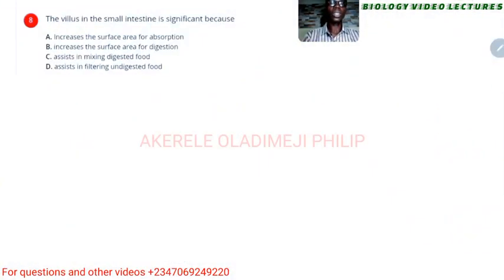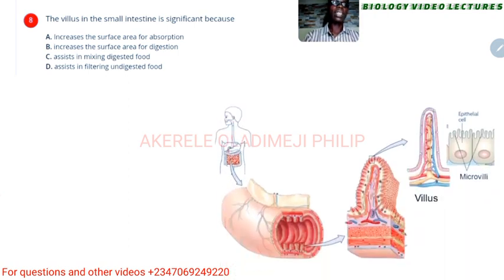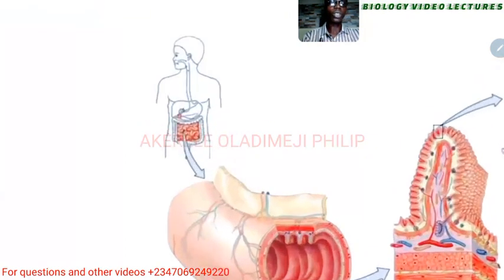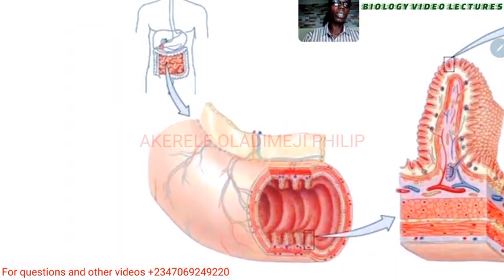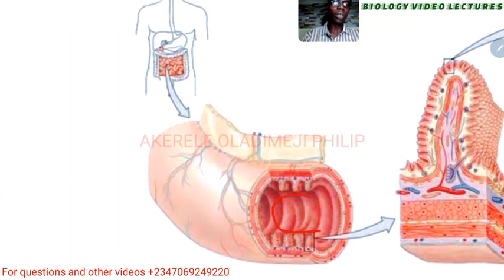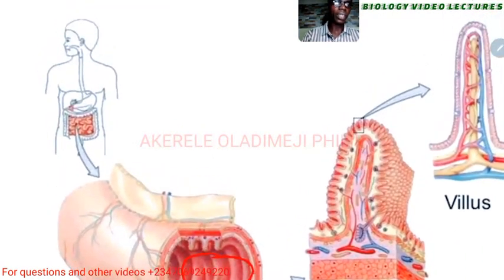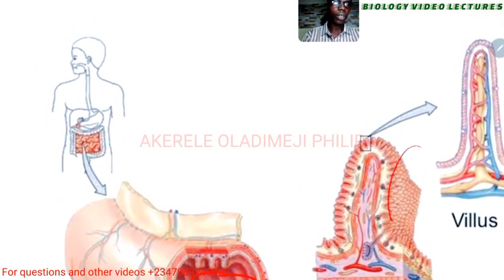The villus in the small intestine is significant because the villi are the finger-like structures in the lumen of the small intestine. So this is the lumen of the small intestine, and you can see it being magnified here. These are a lot of villi. A singular one is called a villus. So these are villi like that there.